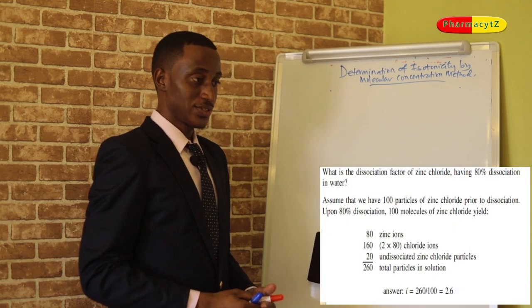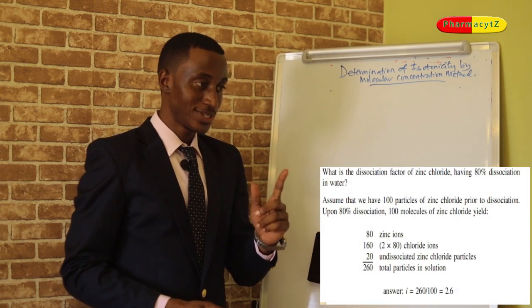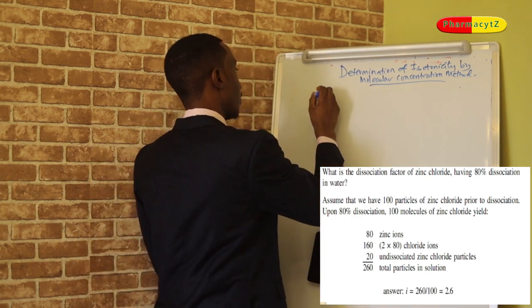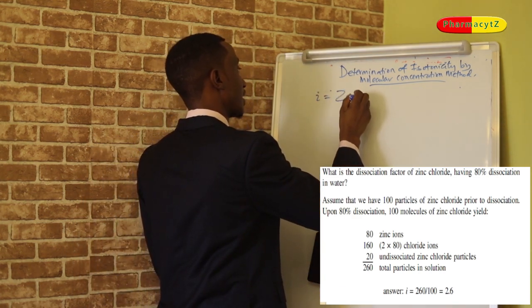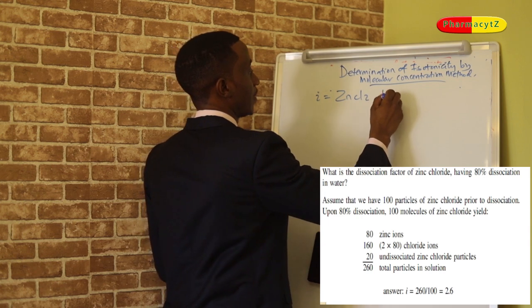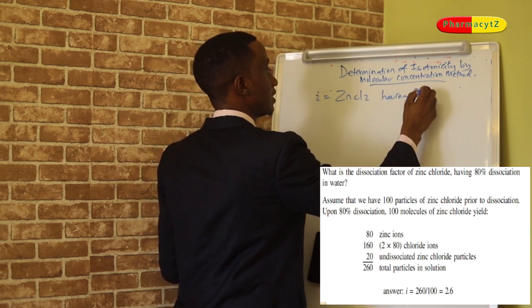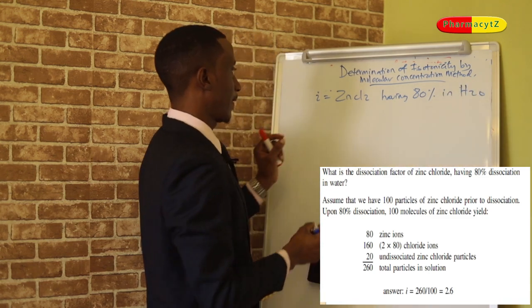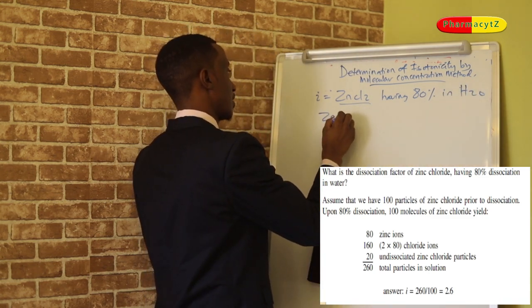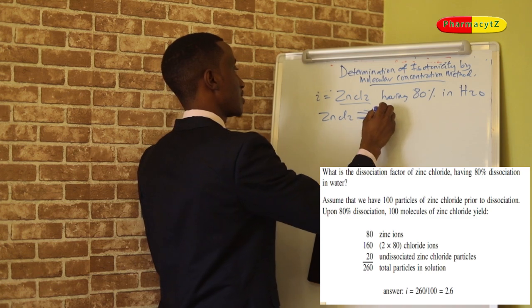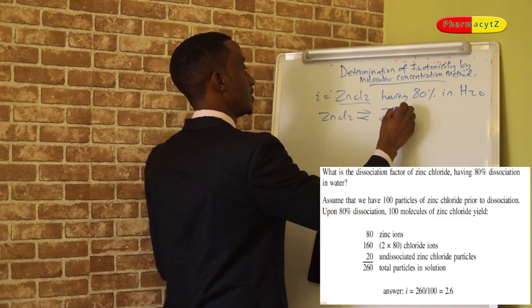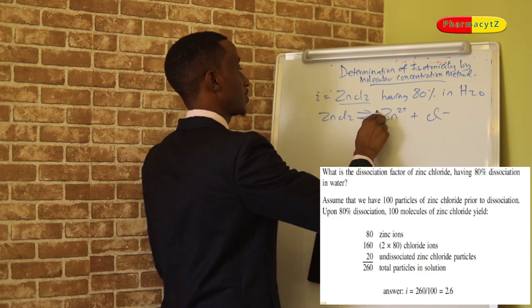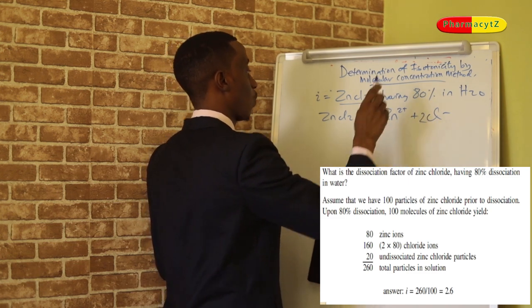Then the next example says, what is the dissociation factor of zinc chloride having 80% dissociation in water? Now we are looking for the dissociation factor of zinc chloride having 80% dissociated in H2O. If we dissociate this zinc chloride, it gives zinc, with the 2 jumping over, plus chlorine. After the reaction, that is 1 and that is 2.